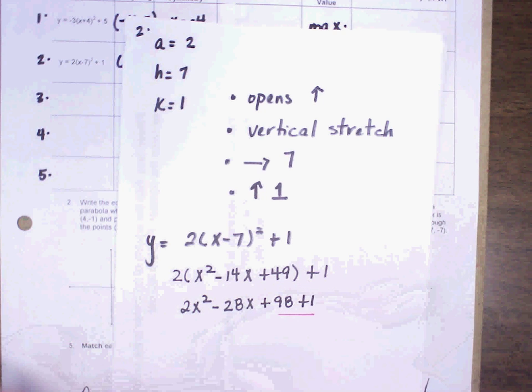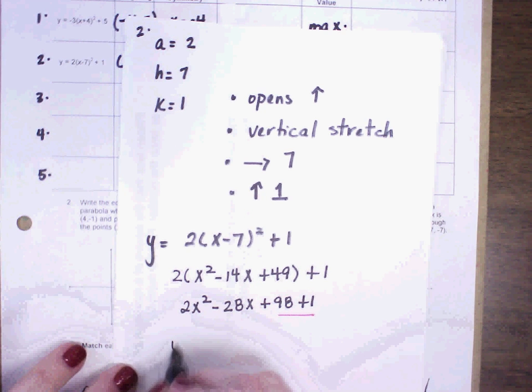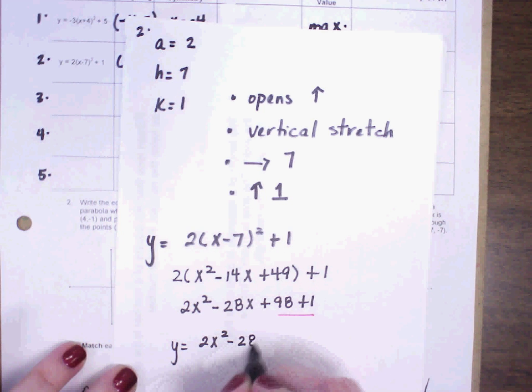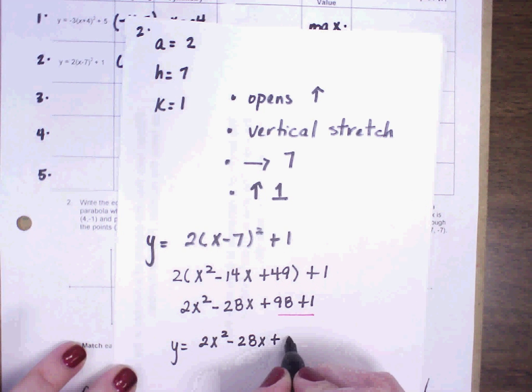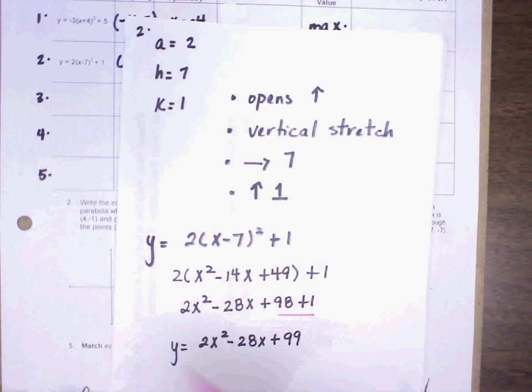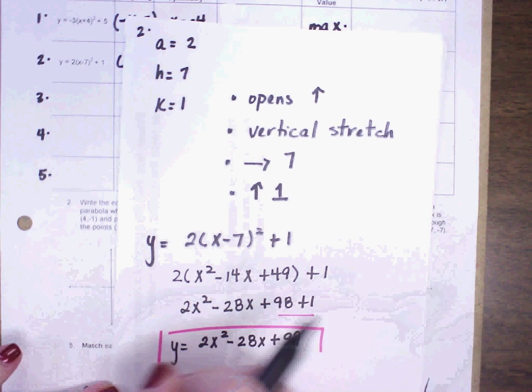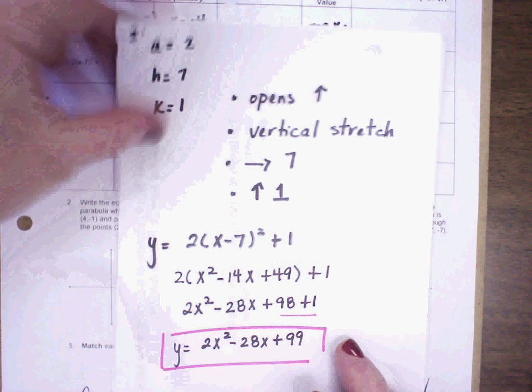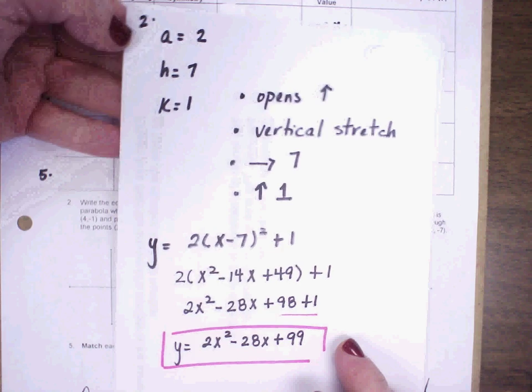And then plus 1, and we have to add those two, right? Alright, so the standard form would be 2x squared minus 28x plus 99. Yay! Yes, my babies? Alrighty.